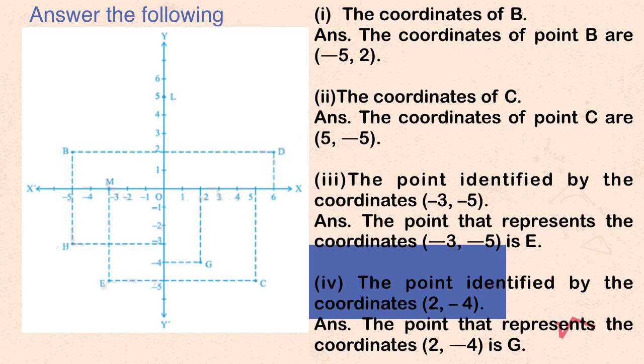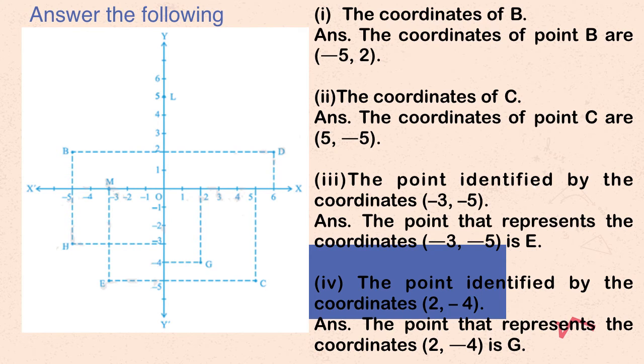So the coordinates of this point are 5, -5. The 5 value over here is the abscissa and -5 is the ordinate. Now the third point, the point identified by the coordinates -3, -5.